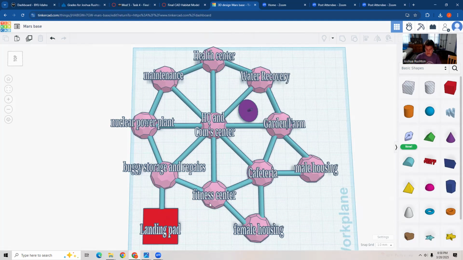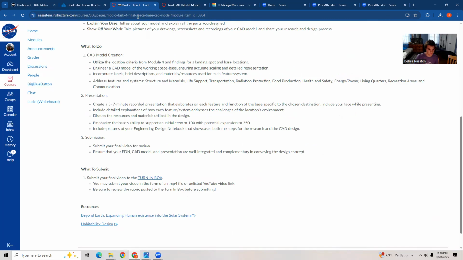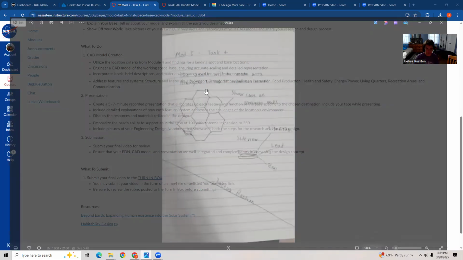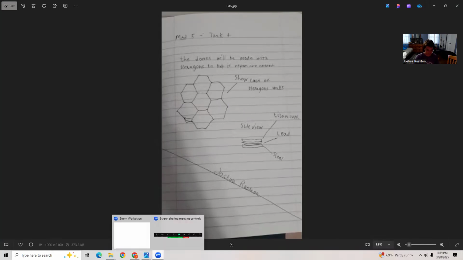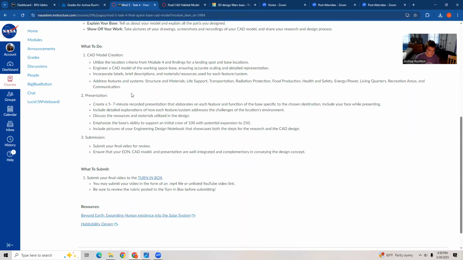Here is the fitness center. This is so that our astronauts stay healthy, both physically and mentally. And that's it for all of those. Next, I did discuss that the walls would be made out of the hexagons, which are made out of titanium, lead, and steel. That's important to just remember. The lead is there to prevent radiation damage.